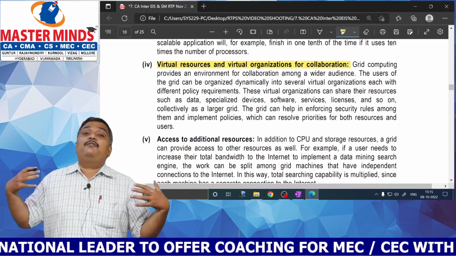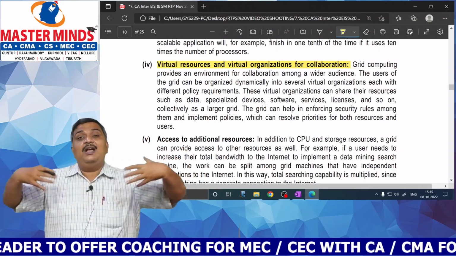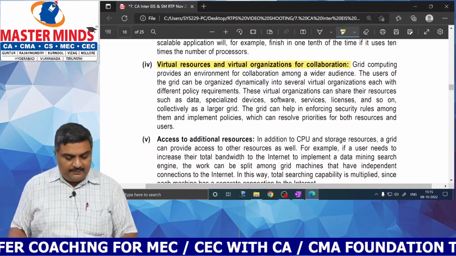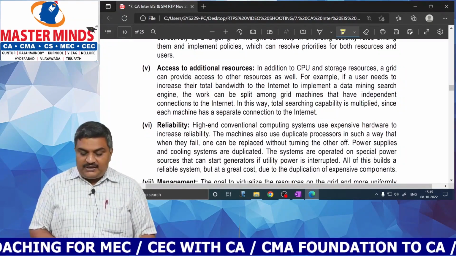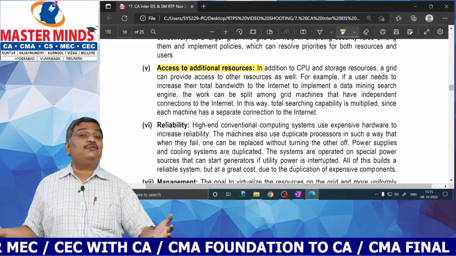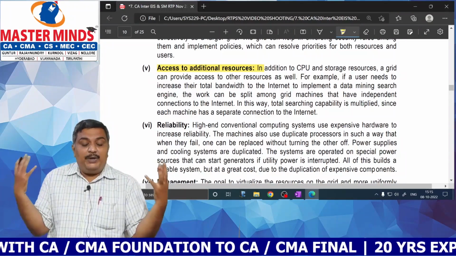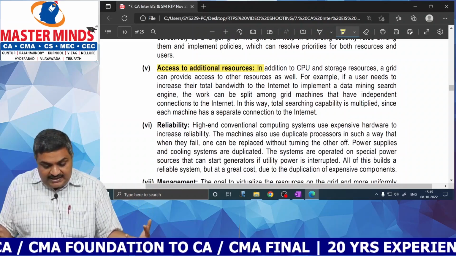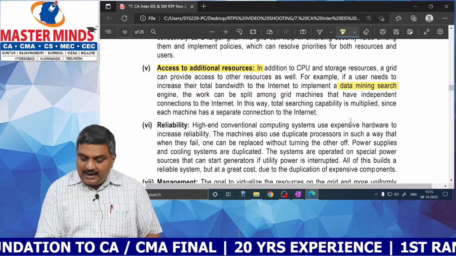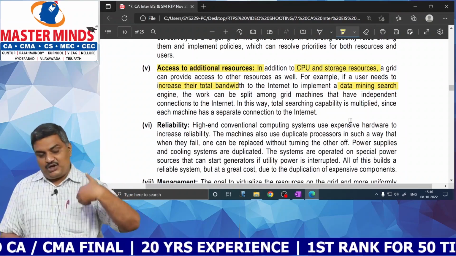And if others have some specialized device, and if I want to use that for my data processing, I can send my data to them. These all things are possible with the help of grid computing. And access to additional resources. So for example, I can have any resource through the network, and the biggest advantage of a network is resource sharing, and grid is a kind of network. So I can share any resource. I can share CPU, storage, memory, bandwidth, anything I can share with others, or others can share with me.